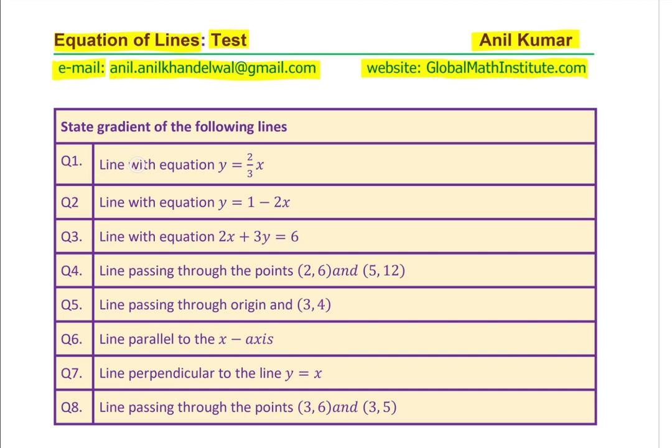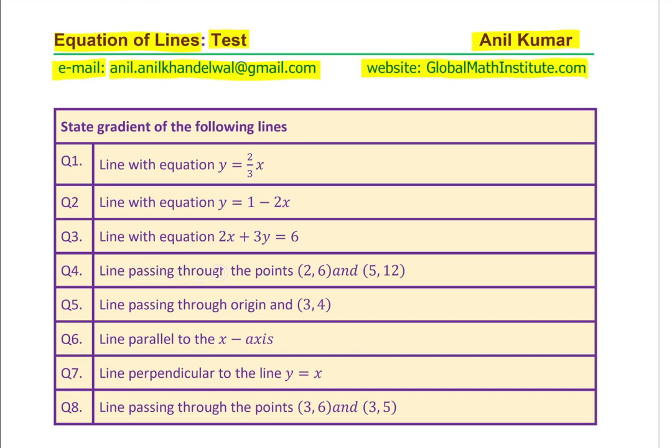Question number 1 is line with equation y equals 2 over 3 x. 2, line with equation y equals 1 minus 2x. 3, line with equation 2x plus 3y equals 6. So these are 3 different types of equations.